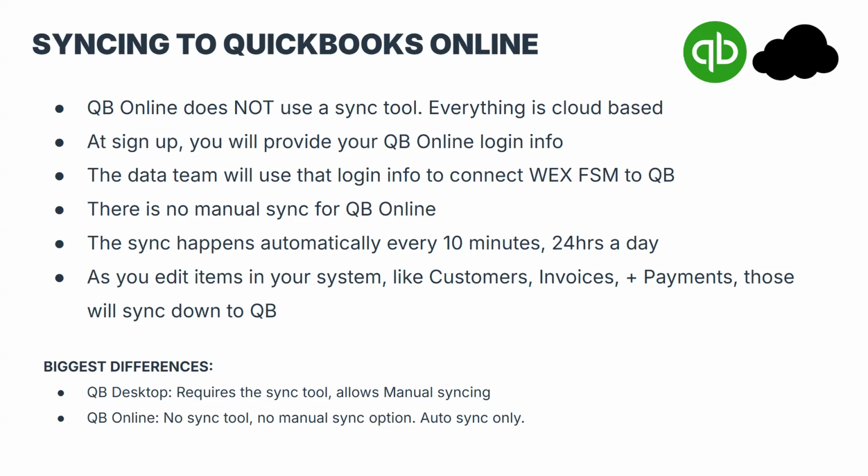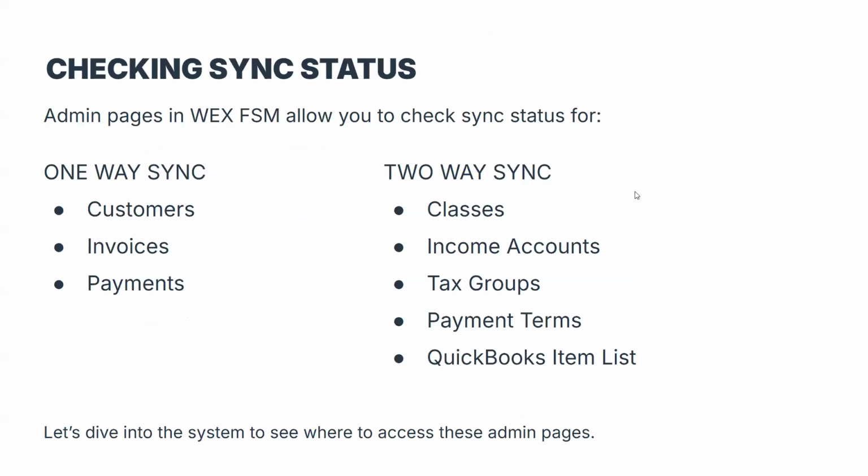And I say soft cap, if you have an invoice that has 32 items on it, it will still sync all of that. But just know that is a detail. You most likely won't even notice it, but I do like to point that out when we're talking about QuickBooks Online. Biggest differences between the two, QuickBooks Desktop does require the sync tool in order to sync, but it allows manual syncing through that tool. QuickBooks Online, there's no sync tool required. It all syncs through the cloud, but there's no manual sync option. It's auto sync only.